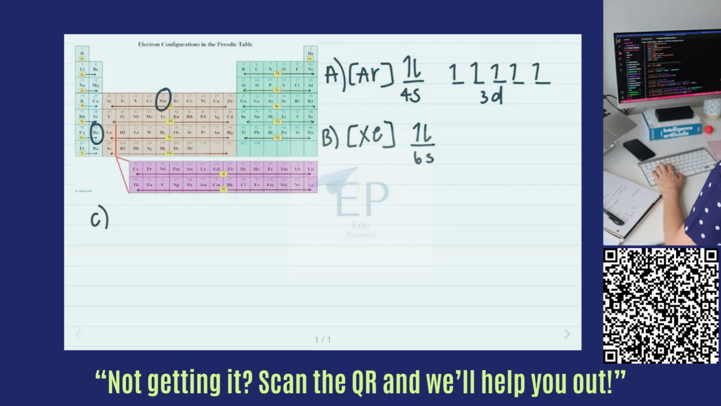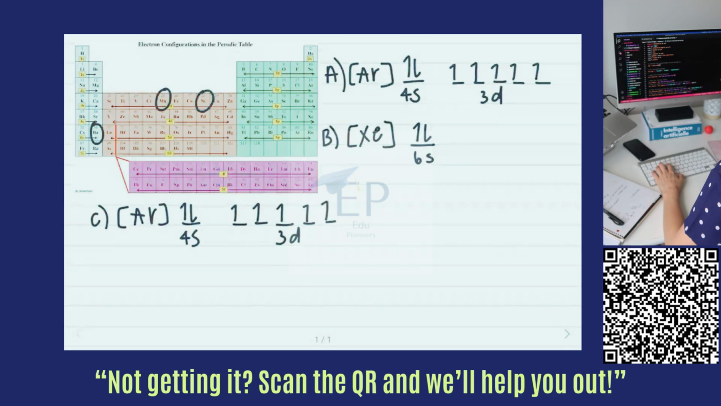For part C, we are looking at our element with an atomic number of 28, so we know that's going to be very similar to part A. So argon is our noble gas. We have the 4s orbital, which is full. Then we have that 3d orbital again.